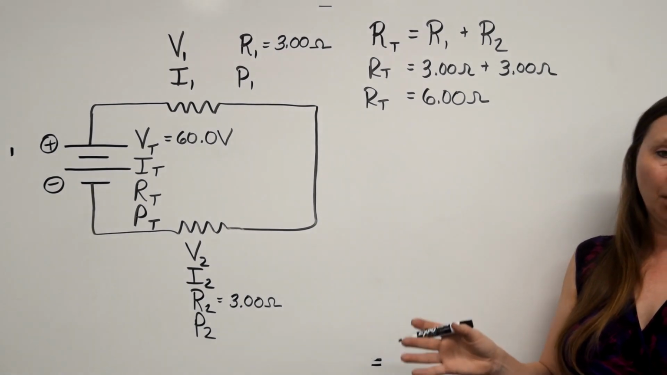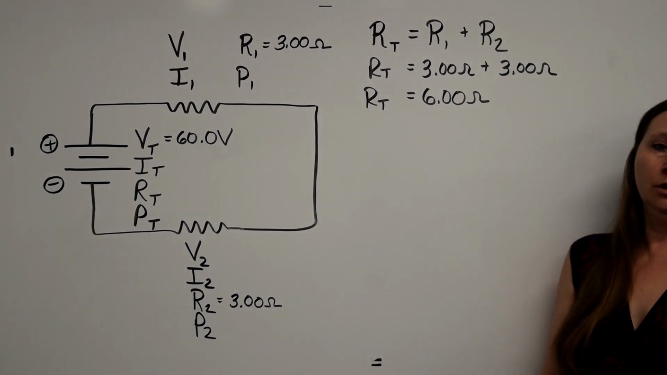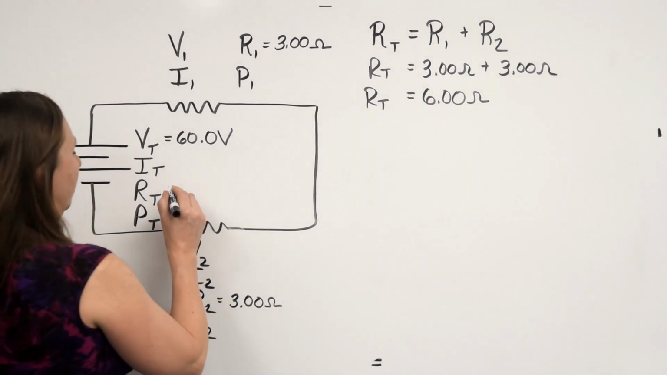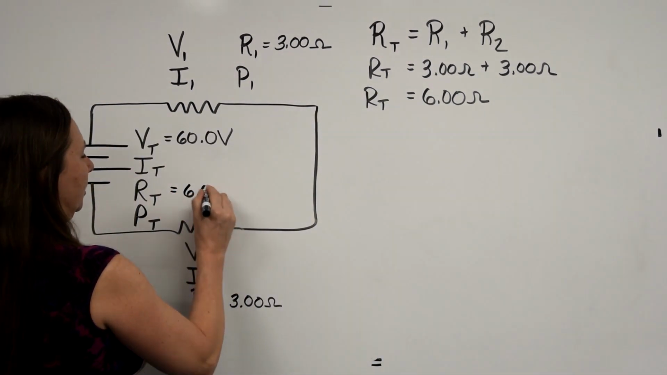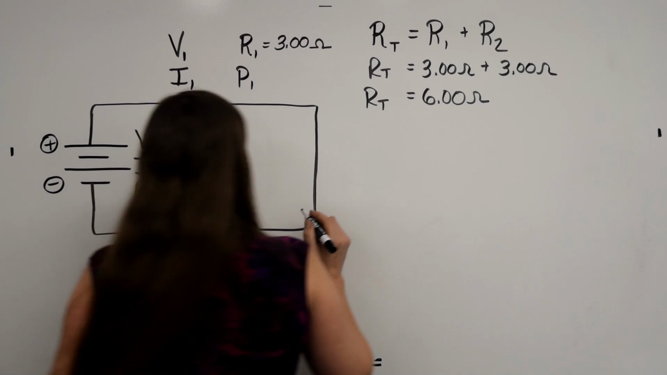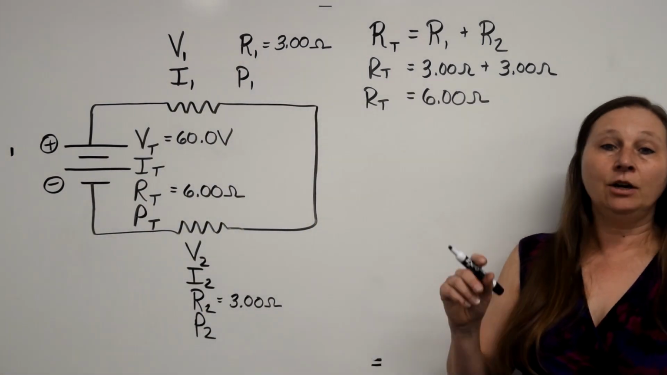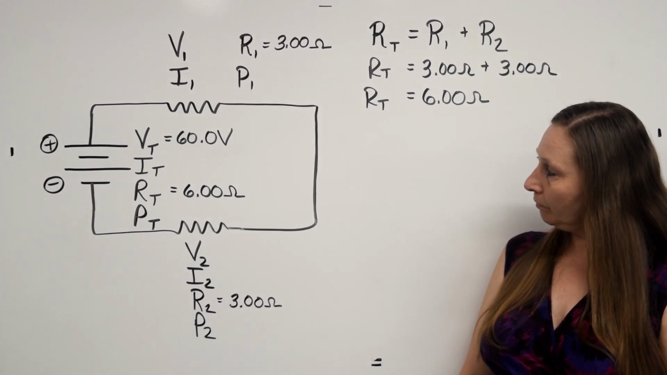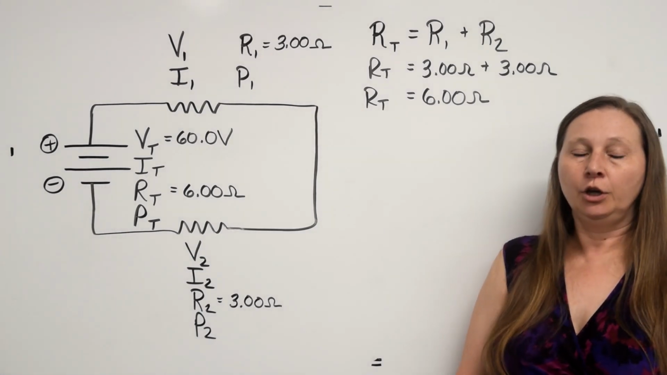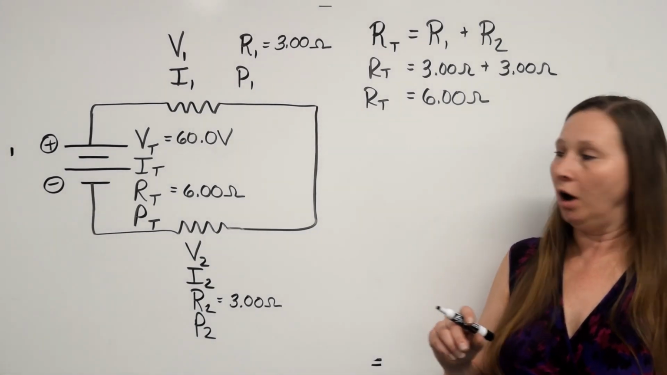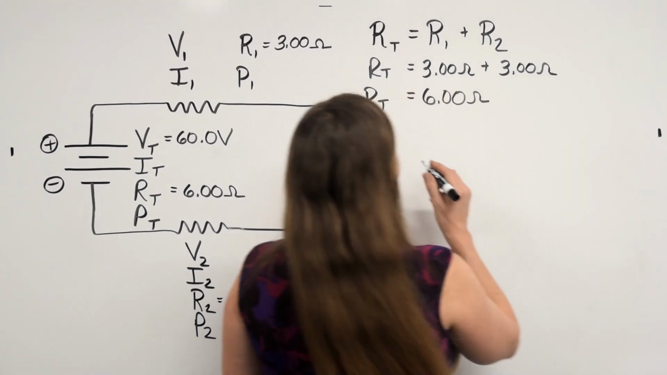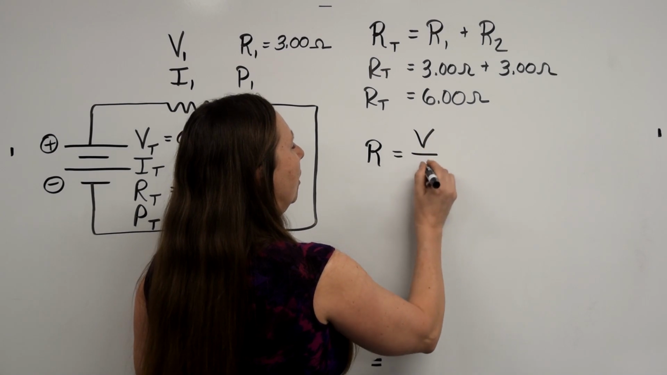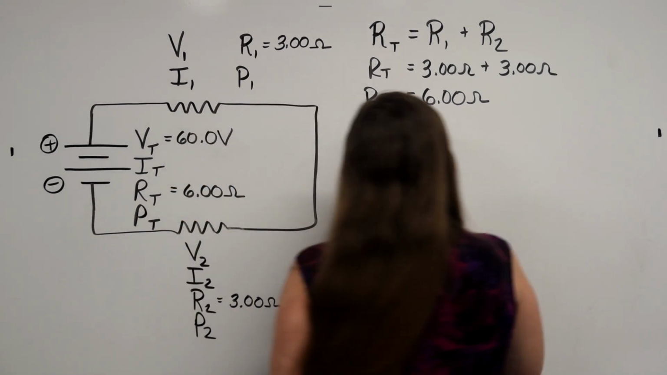Since we started with R1 and R2, what are we going to do? We're going to add them together and get R total. So here we go, 6 ohms. Now, what can we do next? I'll give you a hint. You can use Ohm's law. Ohm's law, R equals V over I.